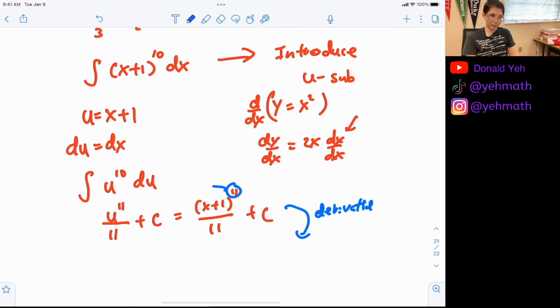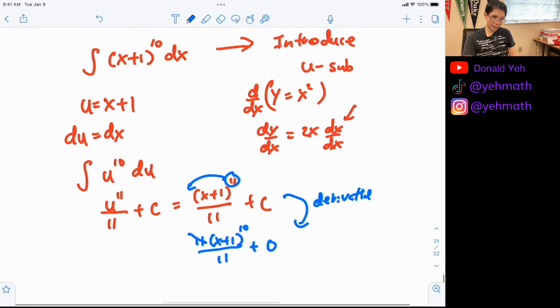You bring the 11 down to the front: 11 times (x plus 1) to the 10th over 11, plus 0, because the derivative of c is 0. The 11 and 11 cancel out, leaving (x plus 1) to the 10th power. We know that's right. Got it? Yes. So I know it would still be the same thing, but wouldn't the chain rule also apply? Huh? Wouldn't the chain rule apply here? Yeah, but it's going to be 1. So thanks for reminding me of the chain rule, because you do times 1.